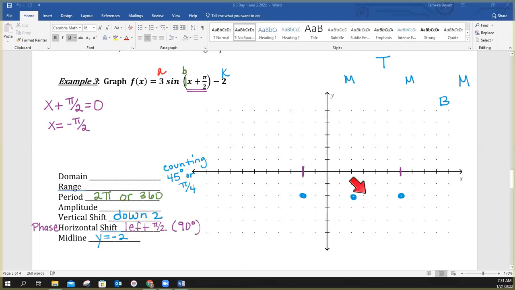So right in between here, which will be at 0 degrees, because my amplitude is 3, I'm going to count up 3 from -2 to hit the top. So go up 1, 2, 3. So you'll be at +1. I'm going to put my point right there.